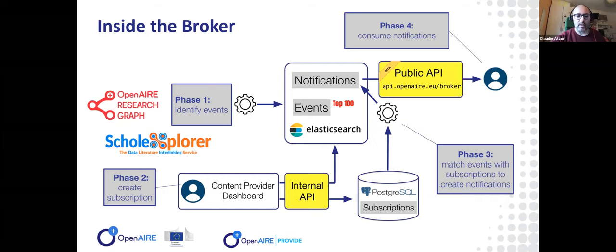Then periodically, subscriptions are matched against the events that can be produced for the graph to form what we call notifications. These notifications represent the actual enrichments that the broker can deliver back to the repository managers. And this can be explored in two ways. On one side, on the content provider dashboard, and for the moment, we are testing the realization of the public API for the broker in the beta environment, to consume notifications programmatically, to enable automatic integration of this added value information back into the repository collections.